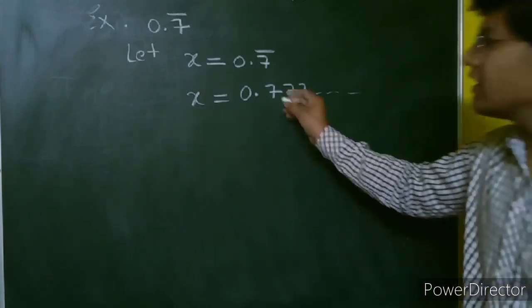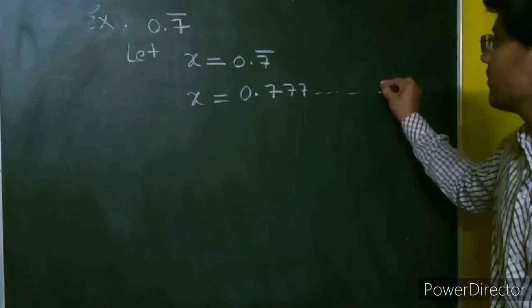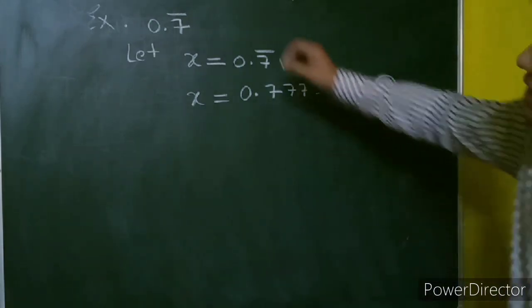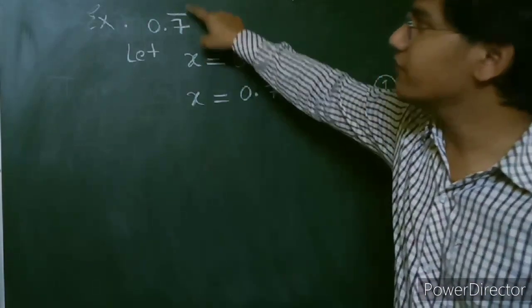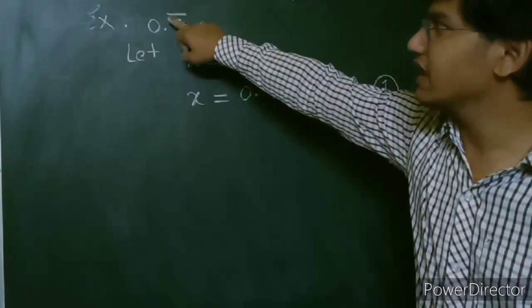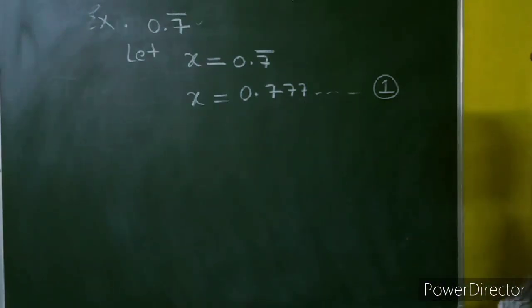So we are considering only 3 times here. Let us consider this is our equation number first. Now we are seeing here that the bar is on one digit only. This sign is read as bar, B-A-R. Now x equals 0.777..., it is equation number first.